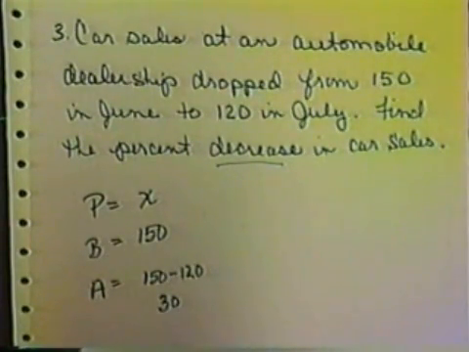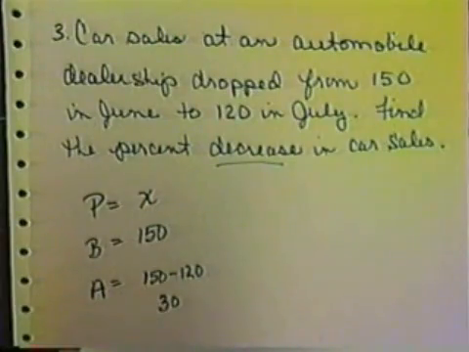So the base is always the original amount, what we started with. And the first amount known was the 150 in June, because June comes before July. So the amount sold in June must be our base because it was the first one.